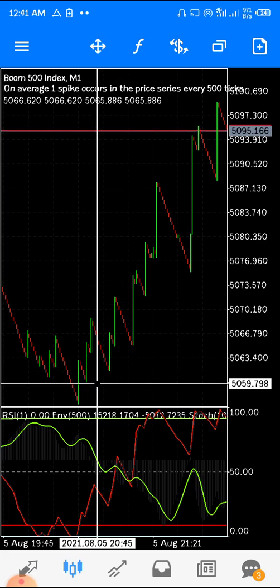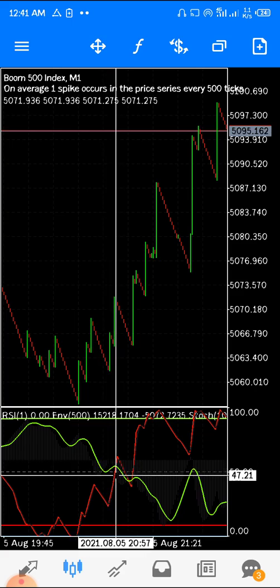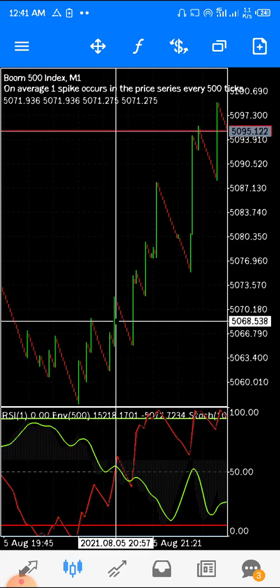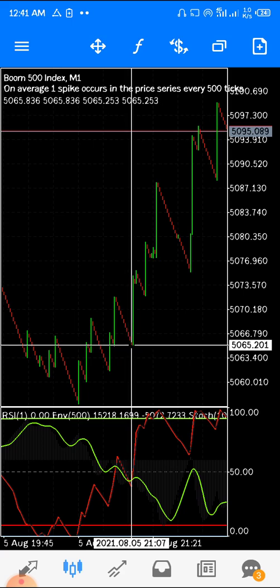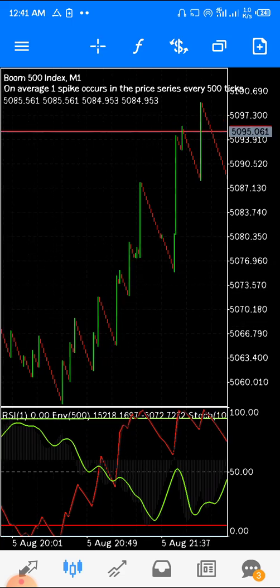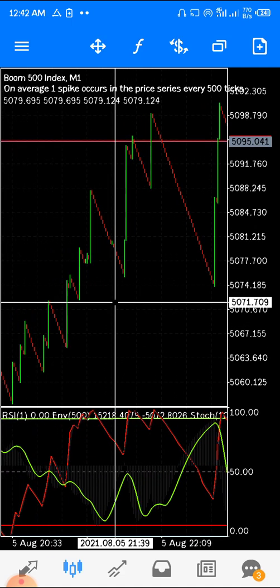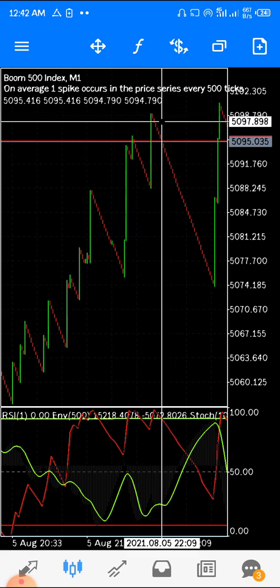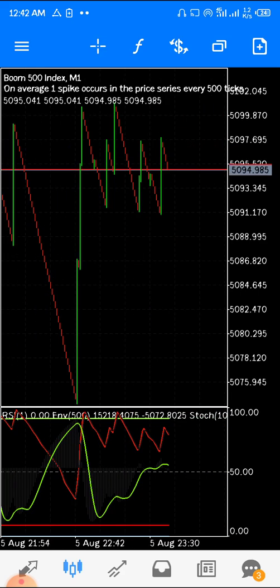Look at, guys, after you entered from this, look at the place where the market crossed. Look at just a minor pullback. Look at the move. Look at the buy move. You would have entered and exited the market from the next resistance. You would have exited the market like that. So guys, that is how it works for boom 500.